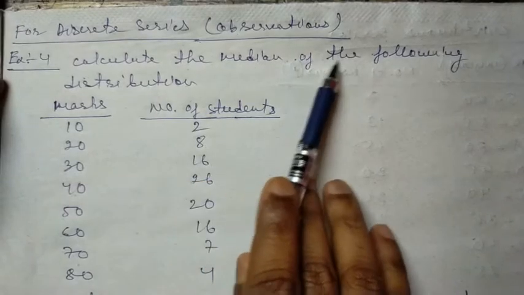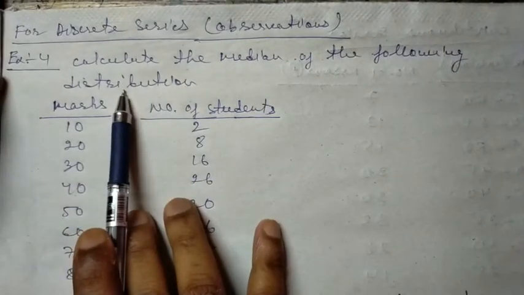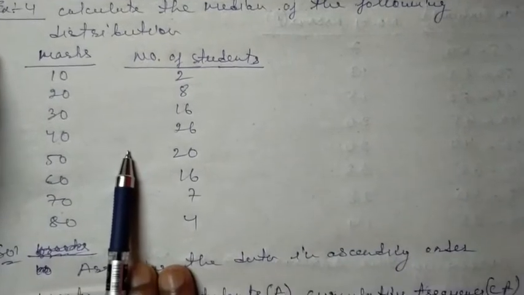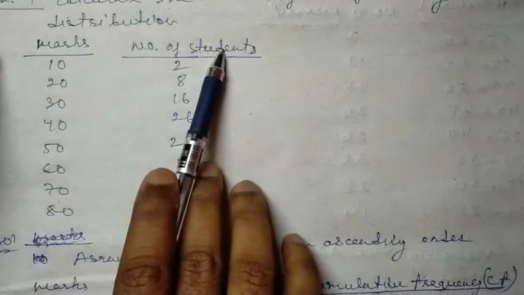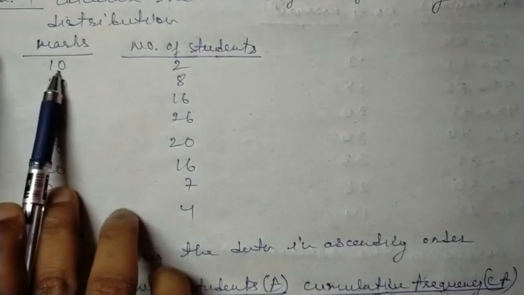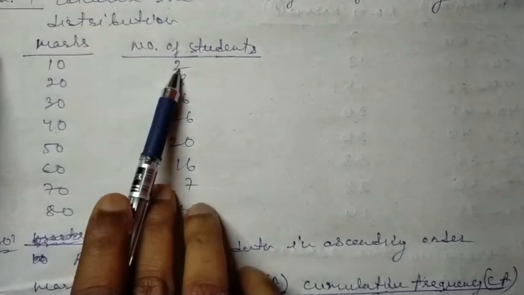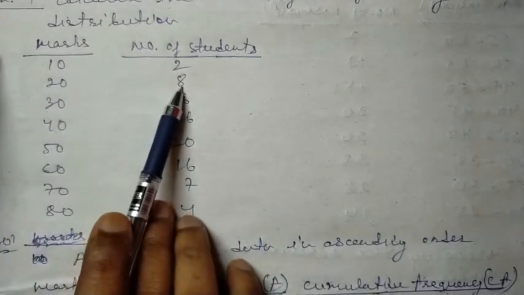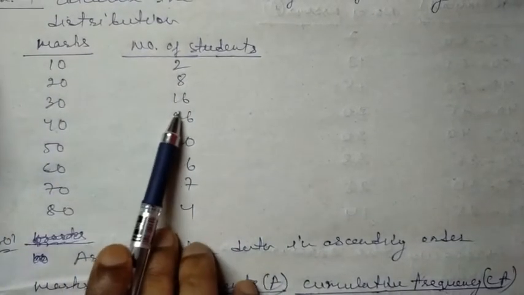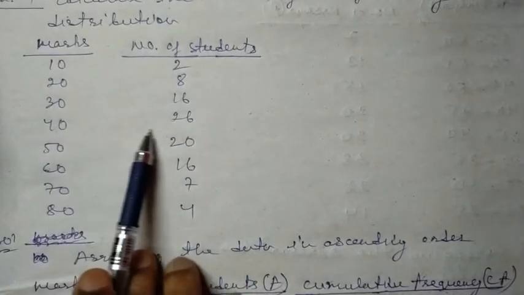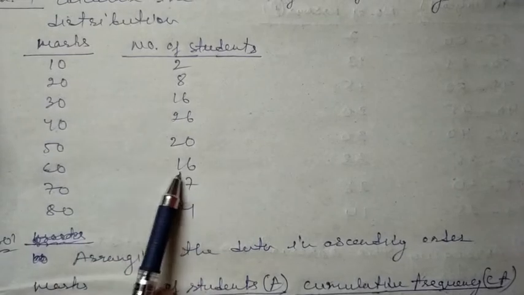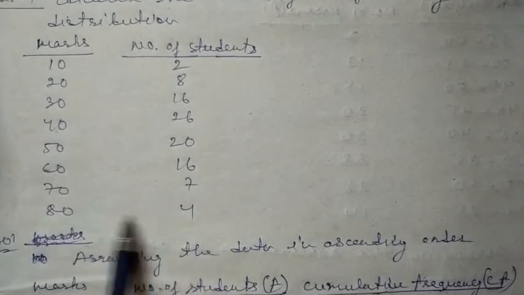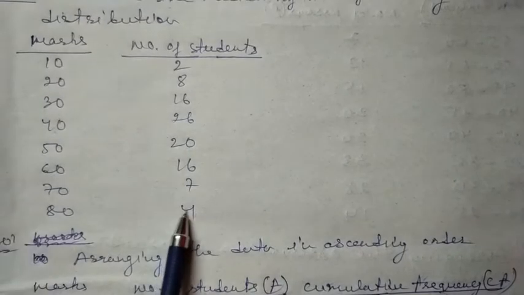Calculate the median of the following distribution. This is the marks of a student, and this is the number of students. 10 marks are scored by 2 students, 20 marks by 8 students, 30 marks by 16 students, 40 marks by 26 students. Then 50, 20; 60, 16; 77 students, 84 students. So what we have to do, we have to arrange this data in ascending order.